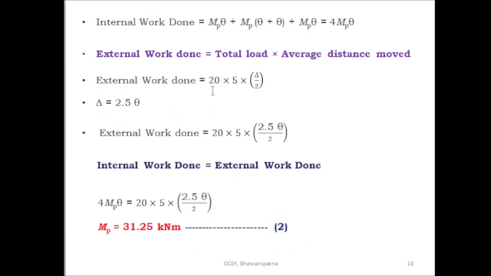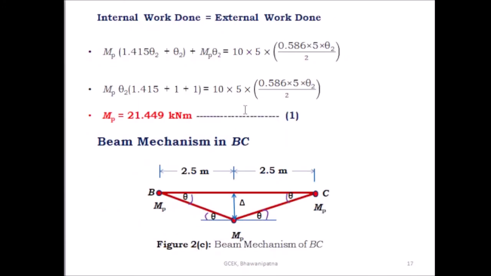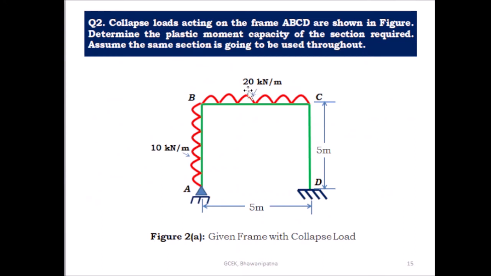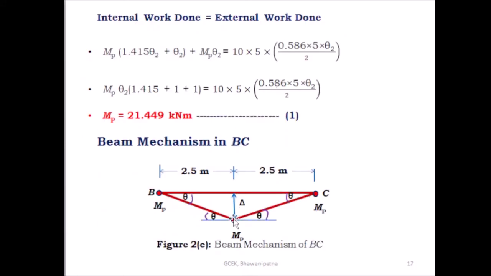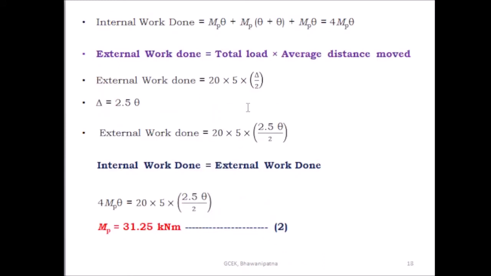So the external work done can be found by multiplying the total load into the average distance moved. Here the load is given as 20 kilonewton per meter and the length of this span is 5 meters. The total load is equal to 20 into 5, and the average distance moved is equal to delta by 2. Here this is the virtual displacement and the average virtual displacement is equal to delta by 2. So 20 into 5 into delta by 2.